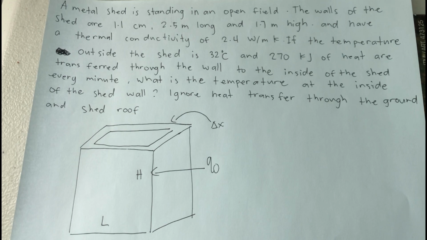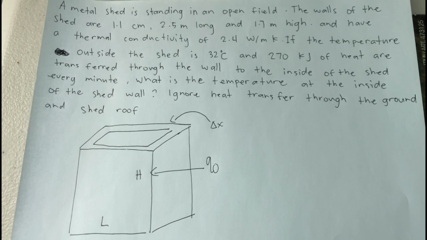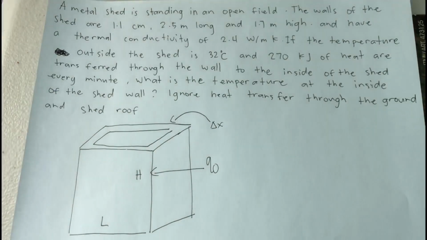In terms of the dimensions, we are given the length of the wall here, and the height of the wall, and we are given our wall thickness. We don't know anything about a rooftop on the shed or the floor of the shed, but that's okay because we're told to ignore the heat transfer through the ground, and the shed roof we're going to skip for now.